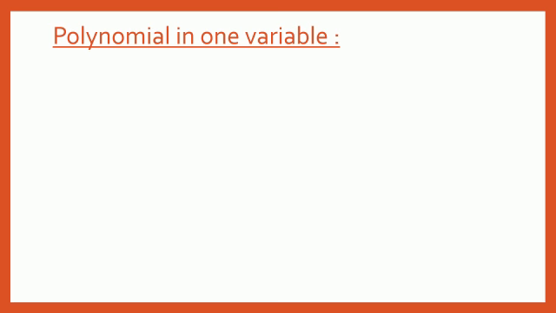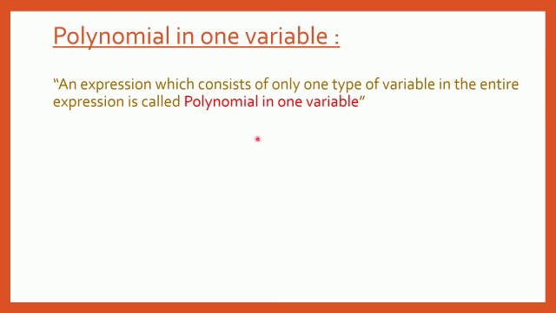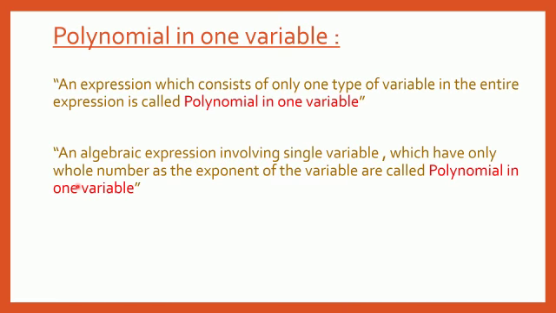You all know what is a polynomial. Then what is polynomial in one variable? An expression which consists of only one type of variable in the entire expression is called polynomial in one variable. We have another definition here. An algebraic expression involving a single variable which has only whole numbers as the exponent of the variable is called polynomial in one variable.